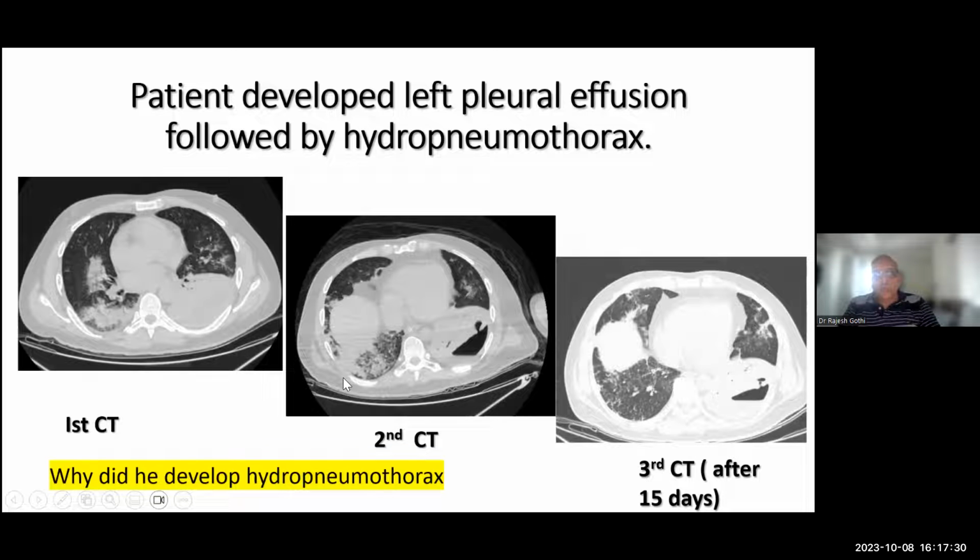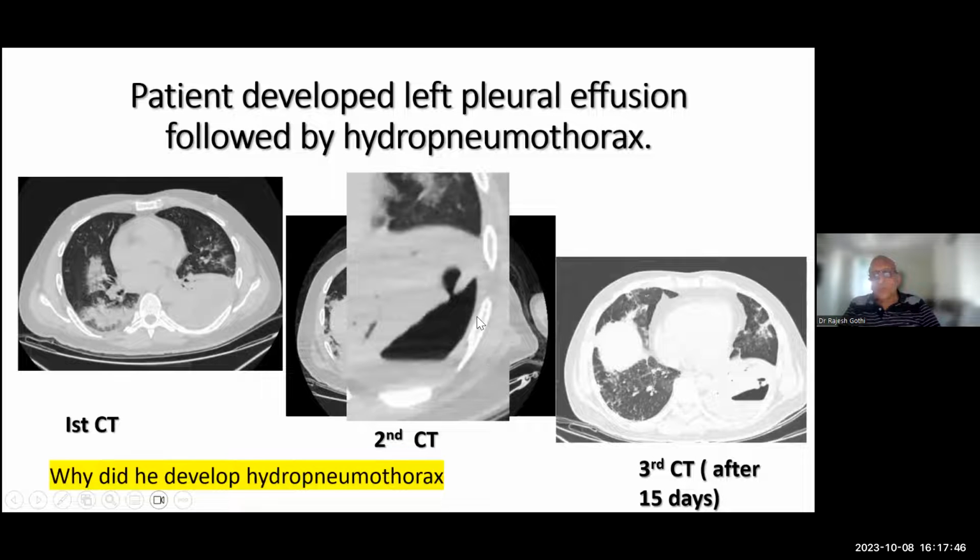Now, question to you is, why did he develop hydropneumothorax? Because if you put in a chest tube, you don't develop hydropneumothorax. You can see a few air bubbles. So therefore, it is not due to insertion of a chest tube or drainage of the pleural effusion. So what happened was, the patient had developed a pleuroparenchymal fistula.